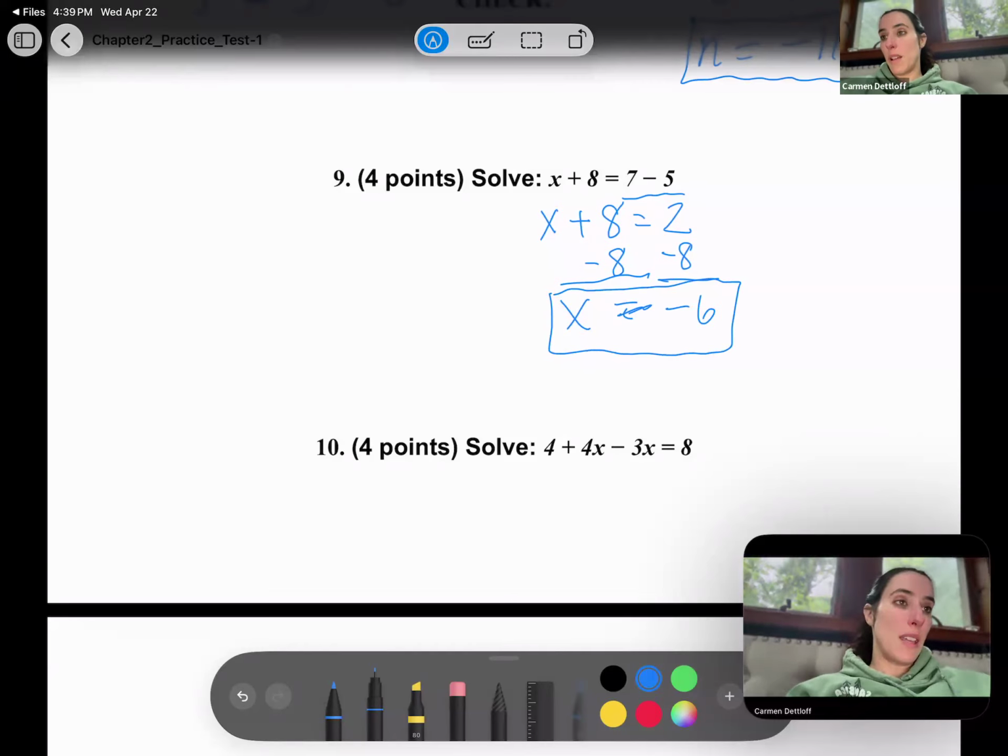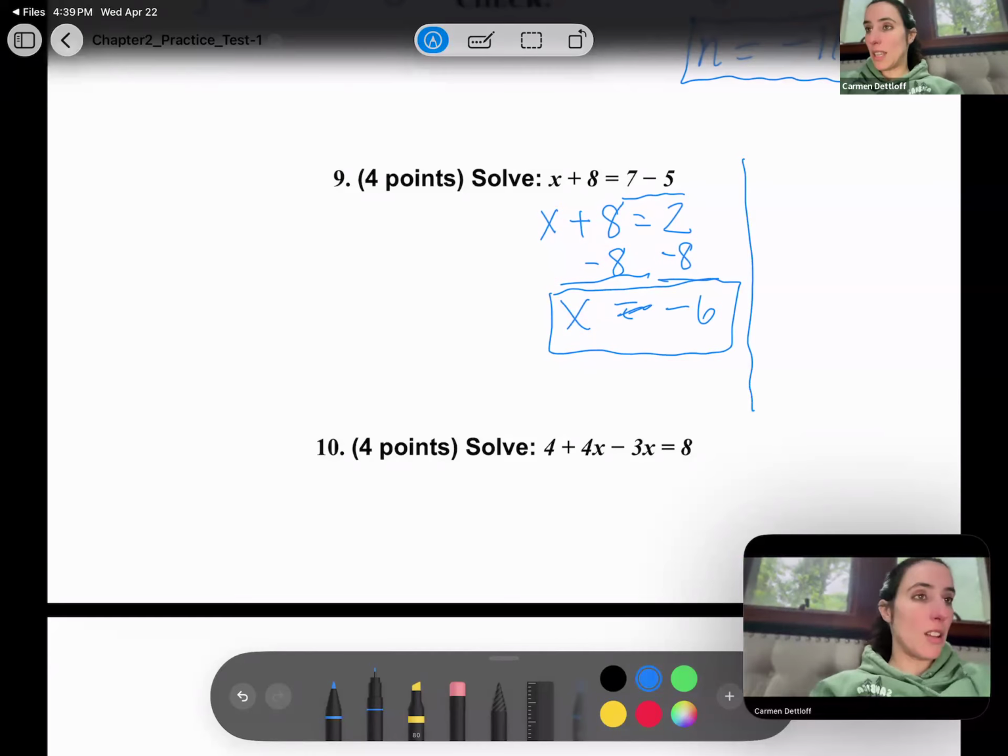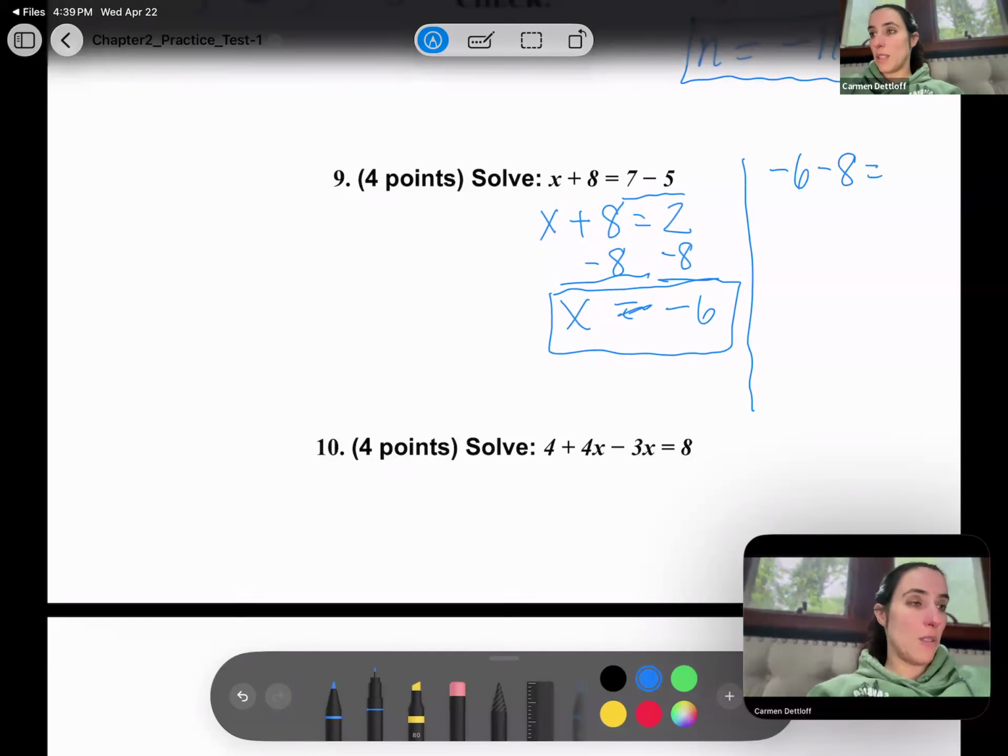And if I want, I can plug it in. Highly recommend we check it on the exam. So negative 6 plus 8 equals 7 minus 5. Copy and error, got to check those because that's where we make those silly mistakes. Negative 6 plus 8 gives me positive 2. 7 minus 5 gives me 2. Those are equal to each other. We got it.